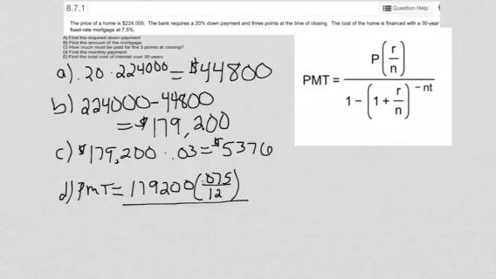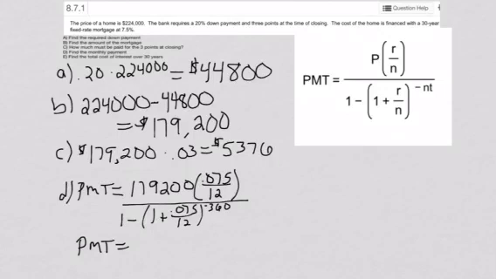and then all that's divided by 1 minus, 1 plus 0.075 divided by 12, and then that's raised to the negative n times t. Well, n is 12 and t, it says, is 30 years, so I'm just going to multiply those together, and I get negative 360. All right, so all I've done so far is just plug it directly in. Now we're going to calculate this to find our PMT amount.